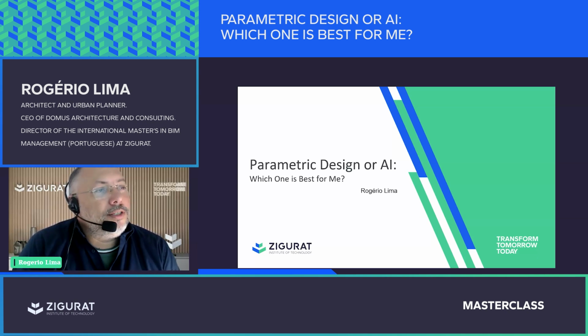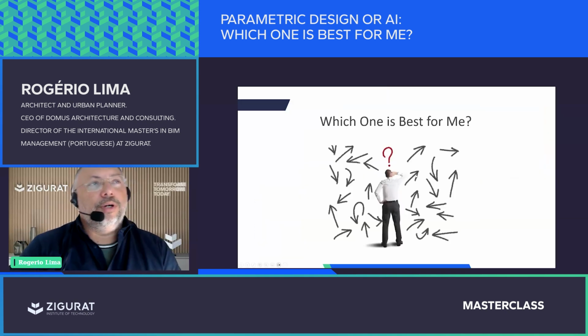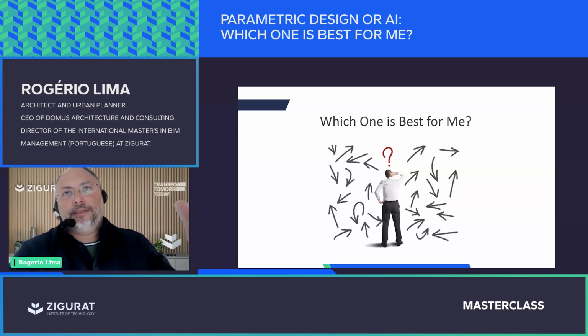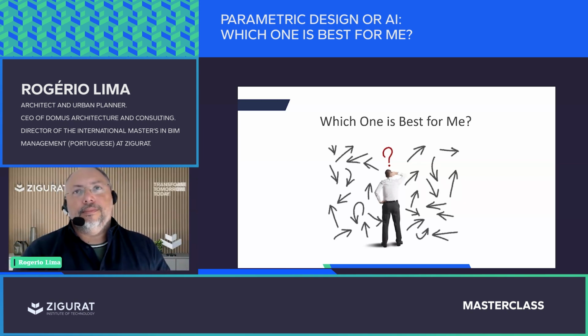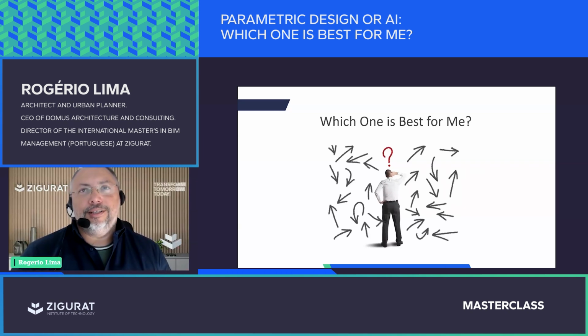So which one is best for me? This is the main question that we would like to answer in this session. Which one is better for me? Parametric design or AI? Of course, everybody wants to put something in prompts and see a lot of beautiful things and so on. But in real life, it's not exactly like this. There are some points that we have to see here. So let's start to discuss a little bit about these two topics.